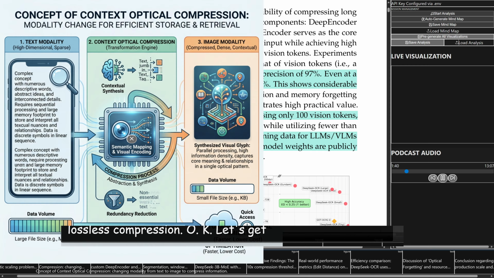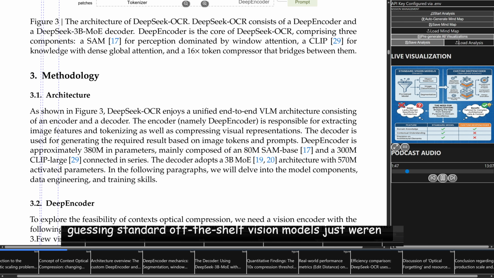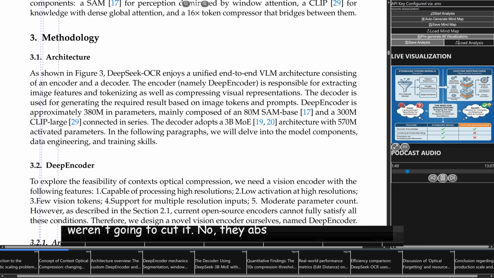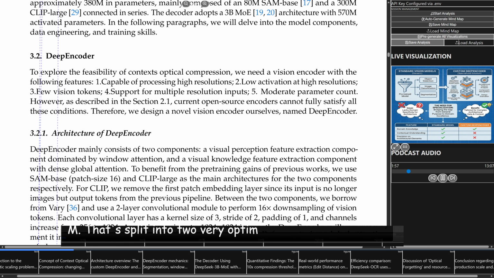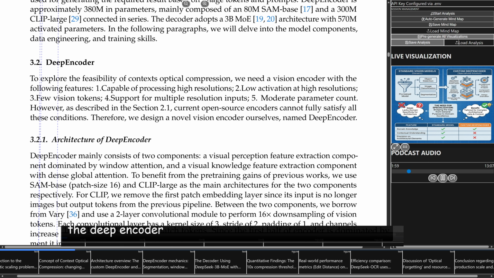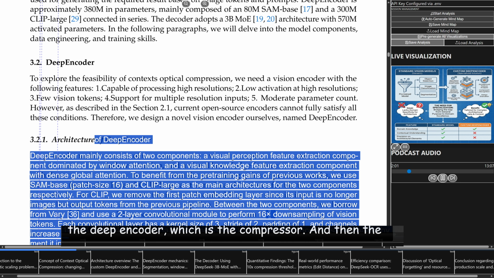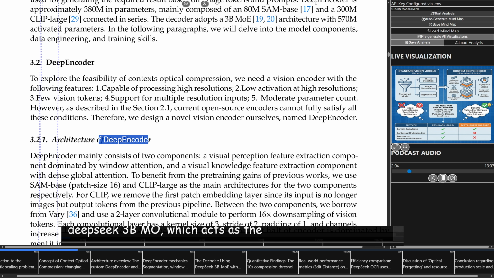Okay, let's get into the architecture. If the goal is this kind of extreme compression, I'm guessing standard off-the-shelf vision models just weren't going to cut it. No, they absolutely had to build a custom solution. The final system, DeepSeek-OCR, is a VLM that's split into two very optimized parts. You have the DeepEncoder, which is the compressor, and then the DeepSeek3B-MoE, which acts as the high-fidelity decoder.